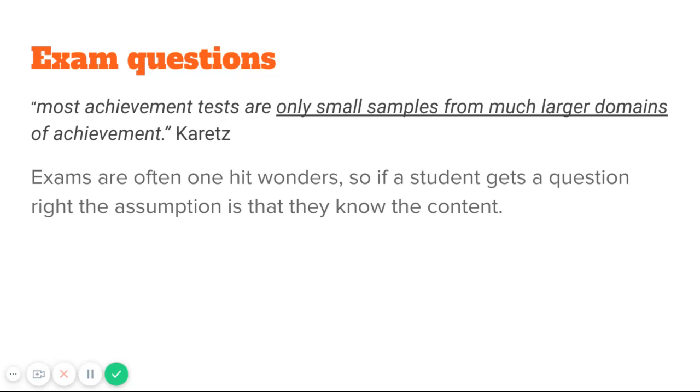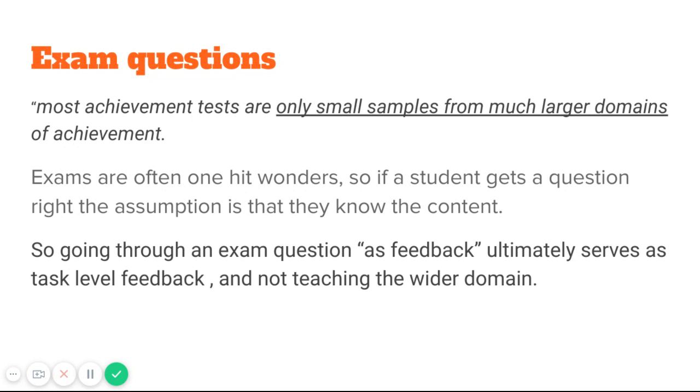The other complicating thing that we have here is that they tend to be one-hit wonders. So, if a student in an exam gets a question right, then in the exam context, it's assumed that they know that wider domain of information. So the result of that, if you do an exam question and then go through it as feedback, basically the feedback you're going to be giving to students is simply going to be task level feedback, how to complete that particular exam question, and it doesn't necessarily address any misconceptions in that wider content knowledge domain.